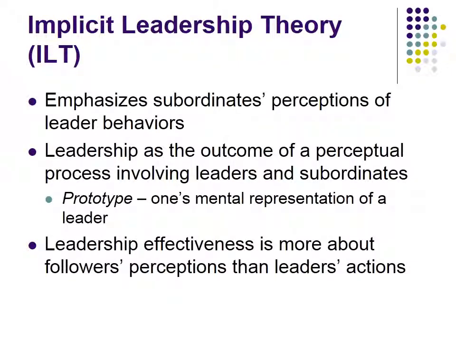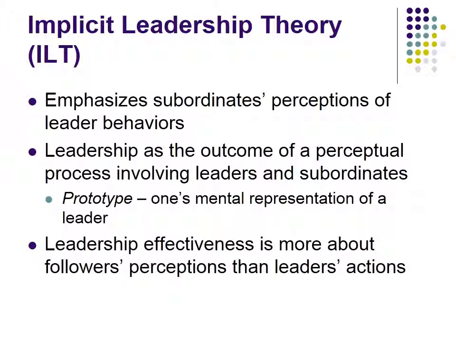Implicit leadership theory emphasizes the subordinates' perceptions of leader behaviors. Leadership is the outcome of a perceptual process involving leaders and subordinates. The idea here is that it's not so much what type of leader you are, as what type of leader your subordinates expect you to be. Every individual subordinate has a prototype, a mental representation of what they think a leader is. And leadership effectiveness is more about the followers' perceptions of the leader's actions than the leader's actions.